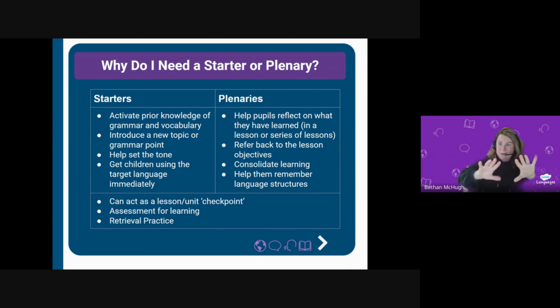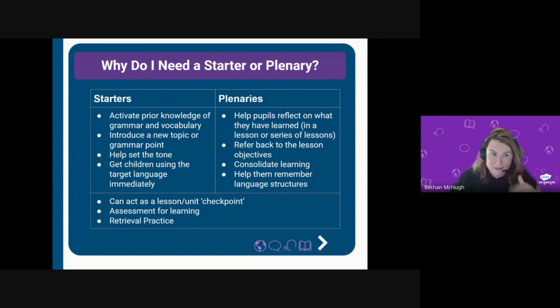Taking that into consideration, however, you can still have starters and plenaries that don't relate to the topic of your lesson, because as I always am at pains to point out, we really want children to find a love for language learning. So your starter could be a song, or your plenary could be a little story that you read. It doesn't always have to be a grammar exercise. In an ideal world, in a secondary lesson, that's evidently what would happen, but at primary, engagement and motivation has got to be top of the list. So try to mix these up so that there's relevance in what you do, but also fun.